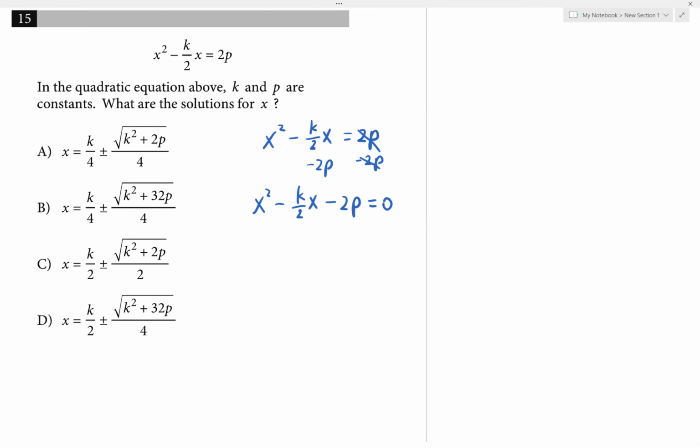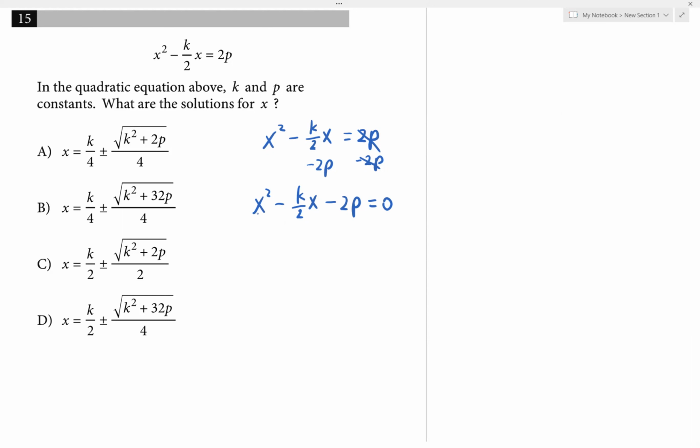And then we take a peek at the answer choices. All of them are not just a single number, right? It's a really complex thing here, and this resembles the quadratic formula. So we know for this question, chances are we're going to have to use the quadratic formula to solve it. It's not factorable.